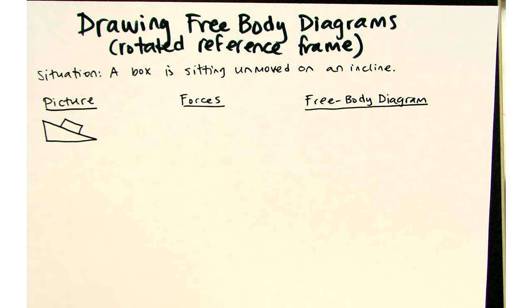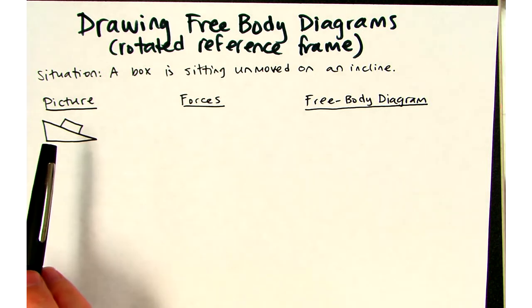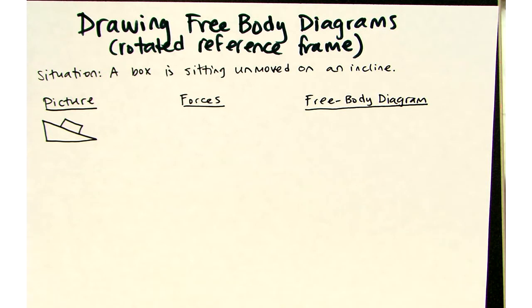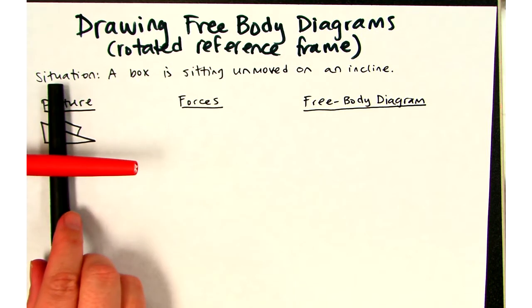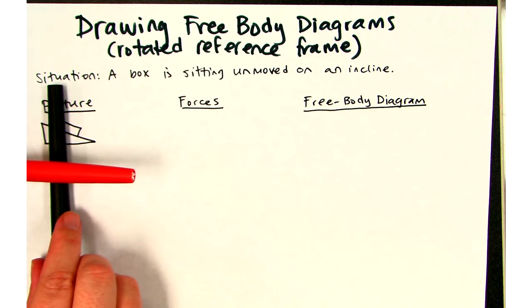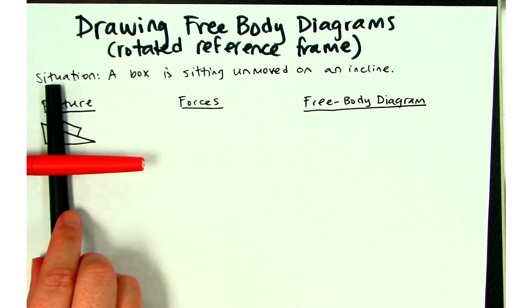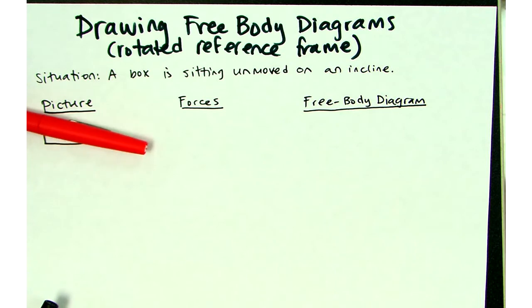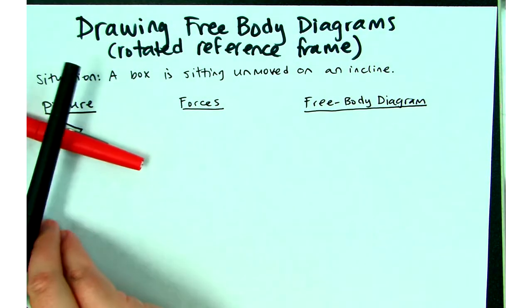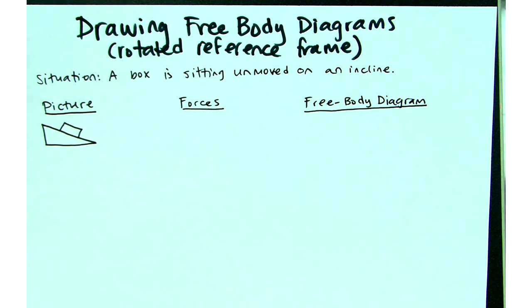So imagine that our situation is that we have a box that's sitting unmoving on an incline. So I already drew the picture. That looks something like this. And when we have a situation like this, we have two options. Our first option is that we could have our X and Y axis with Y pointing directly down, and X pointing directly to the side. Alternatively, we can turn it so that our X axis is parallel to the surface and our Y axis is perpendicular to the surface. So I'm going to show you what that looks like.